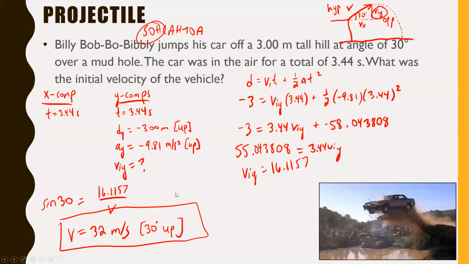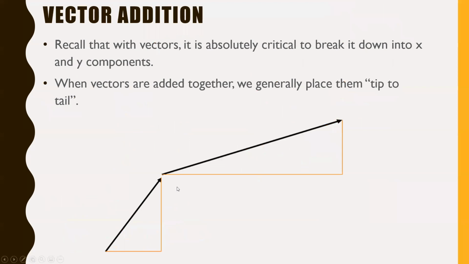Anyway, let's move on to the new things that we're going to cover today. Something else we covered way back in kinematics was vector addition. I want you to recall that vectors have both a direction as well as a magnitude, and it is absolutely critical to break them down into X and Y components. When vectors are all added together, we generally place them tip to tail. In other words, if we have several different vectors, we place the tip of one to the tail of another, so we're just drawing them all linked together.